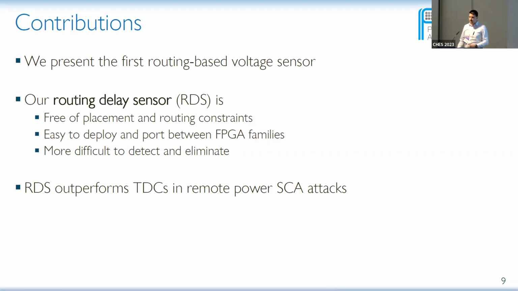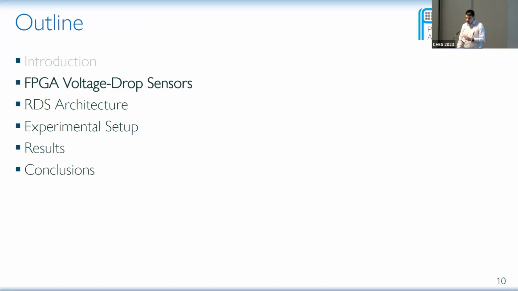We present the first routing-based voltage sensor called RDS, or routing delay sensor, which is free of placement and routing constraints, which makes it easier to deploy and port between different FPGA families, and more difficult to detect than current state-of-the-art sensors. And of course, it also outperforms TDCs in remote power side channel attacks. So this is the short outline of my talk. First, I'll introduce the state-of-the-art sensors, then introduce our architecture, show our experimental setup, and then discuss results and conclude the talk.